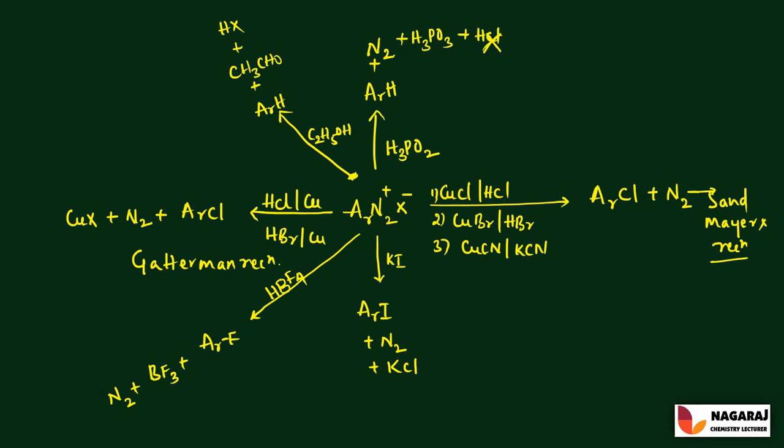Next reaction, that is the reaction with the water molecule. So this arene diazonium halide reacts with water, that is on hydrolysis, so it gives ArOH. So it is called phenol. So phenol is produced and nitrogen gas is eliminated, and one more byproduct is hydrochloric acid.